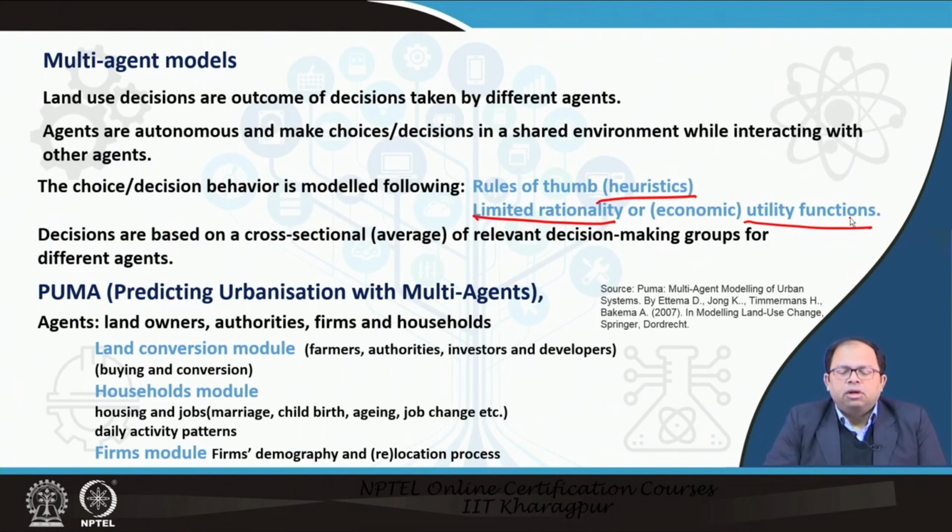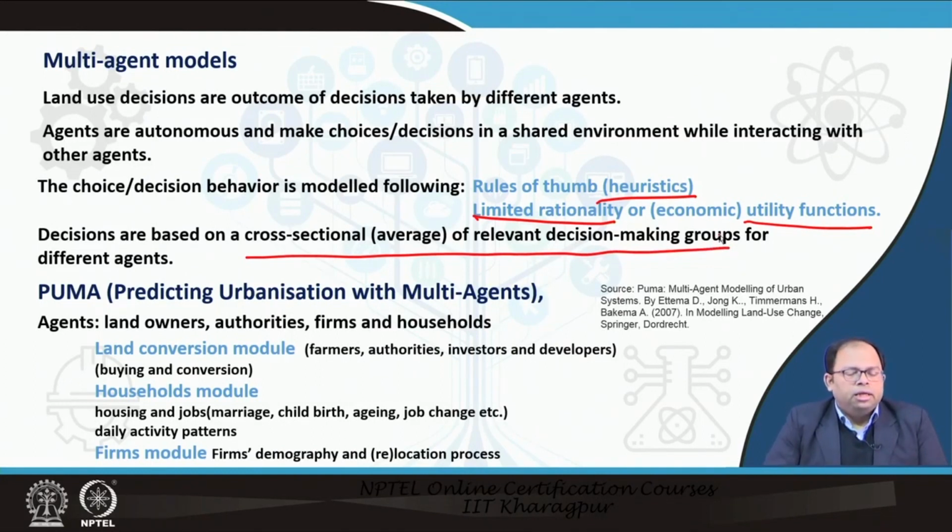Decisions are also based on a cross-sectional average of relevant decision-making groups for different agents. So when we talk about utility functions or discrete choice theory, the decision could be taken by an individual or by a group. If the group is homogeneous, then the decision taken by the group is okay for all the individuals, or all the households that belong to a particular group. The same could be considered for different farms. If the farm is homogeneous, the way it determines utility of different choices is also the same. So that's why we take a cross-sectional average of relevant decision-making groups, and we use that for determining the probability of choice.